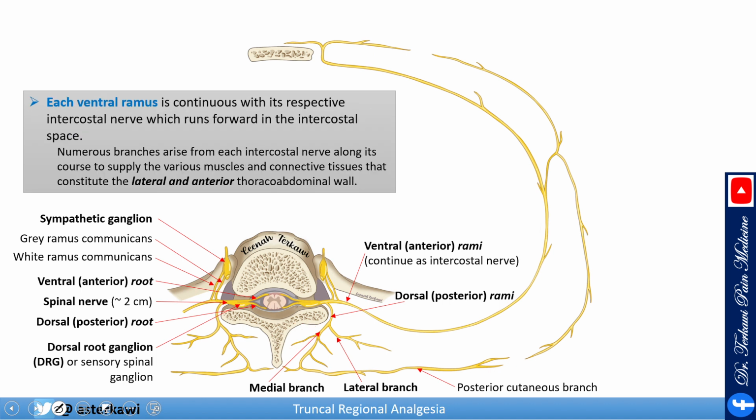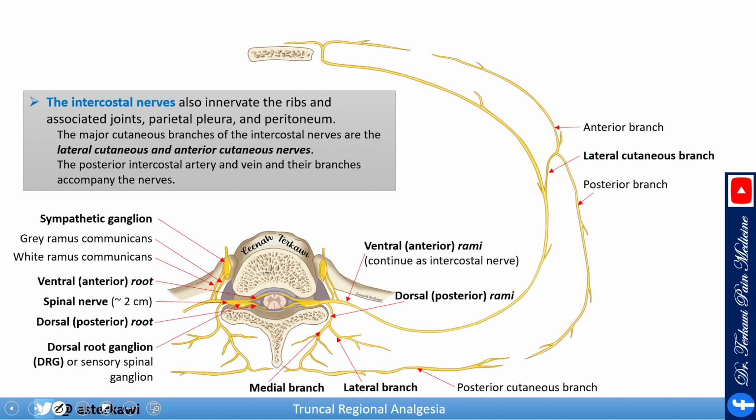Then each ventral ramus is continuing with its respective intercostal nerve, which run forward in the intercostal space. Numerous branches arise from each intercostal nerve along its course to supply the various muscle and connective tissue that constitute the lateral and anterior thoraco-abdominal wall. So the intercostal nerve give you two main branches, the lateral cutaneous branch and the anterior cutaneous branch.